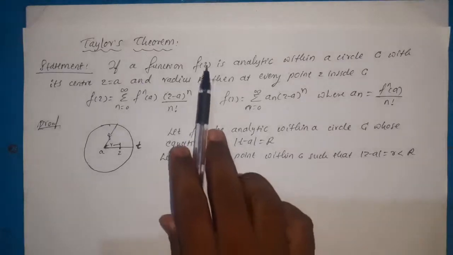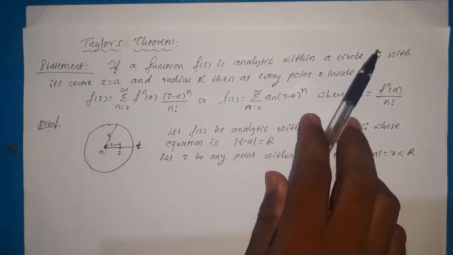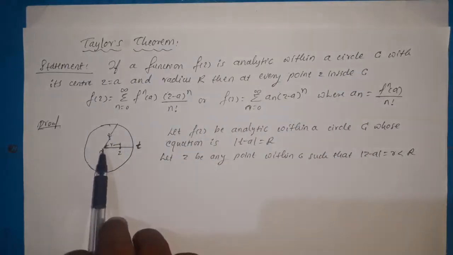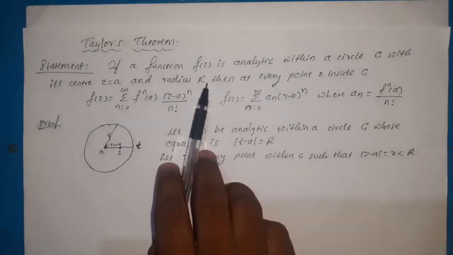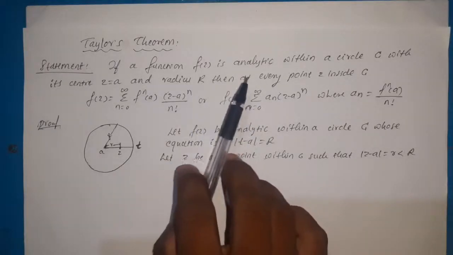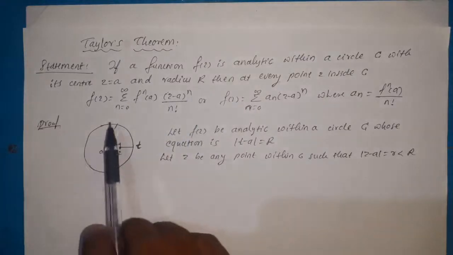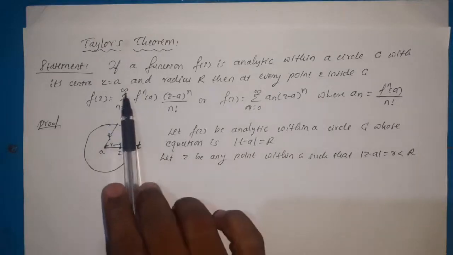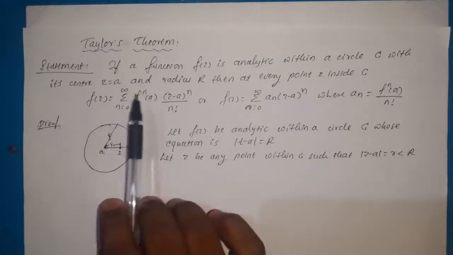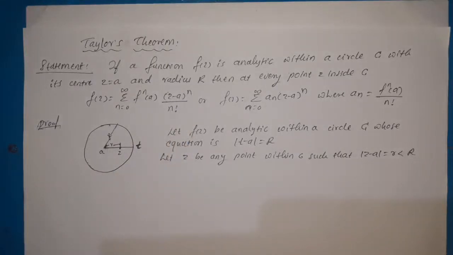First of all, the function must be analytic within the circle C whose center is given by mod z equal to a, and the radius of this circle is capital R. Then at every point inside C, the function can be expanded as this series, that is summation over n equal to 0 to infinity of f power n of a into z minus a whole power n divided by n factorial. So let us prove this one, and it is an important theorem.